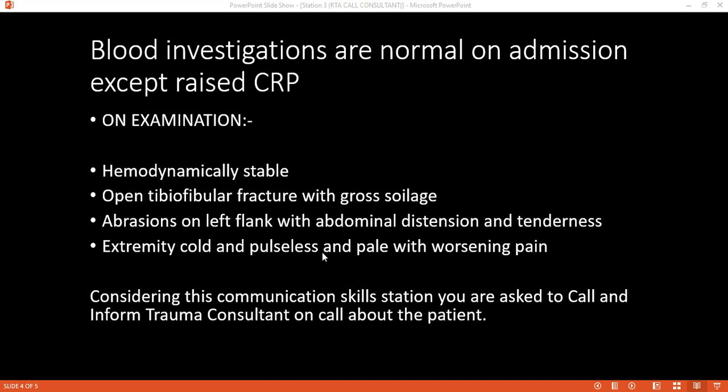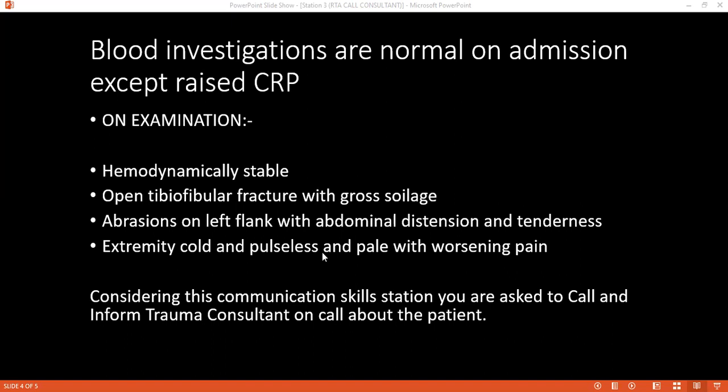Okay. Why duplex? Why not a CT angiogram? Duplex to assess the venous outflow, to assess the arterial ischemia and the compartment syndrome.